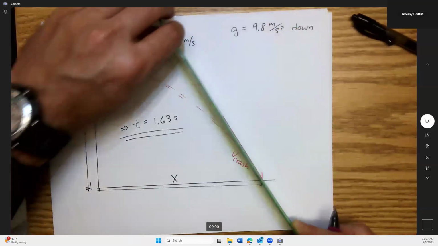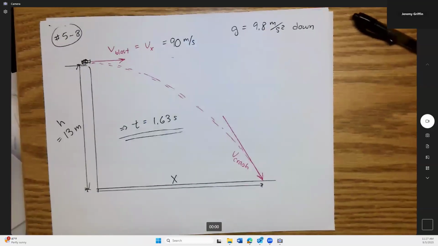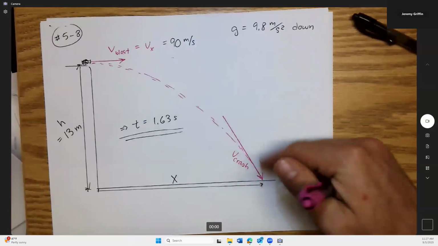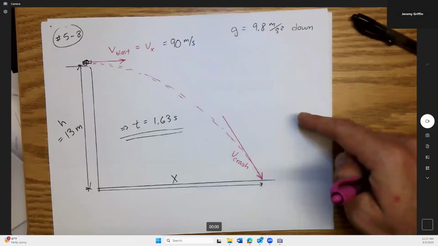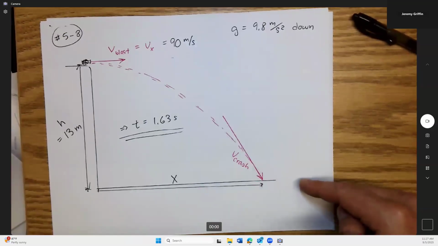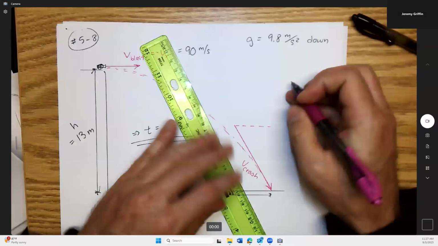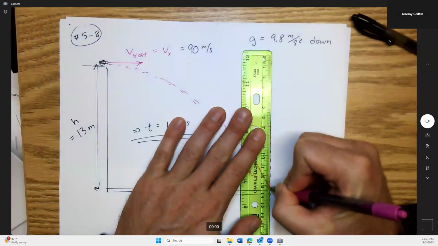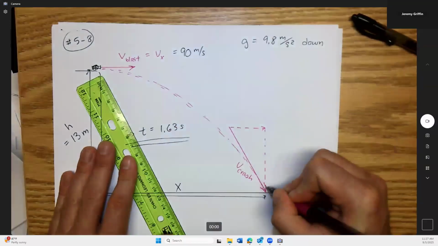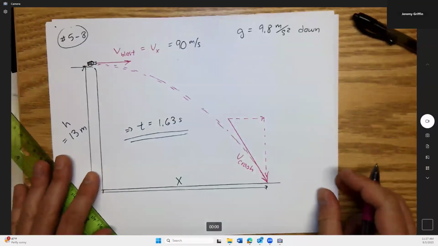Now you guys know for projectiles, should I break this into components? Say how fast across is it going? How fast down is it going? I should do that, right? Can you guys break that into components? Dash, dash, dash, dash. Break it into components just like that. You guys do that? Okay.